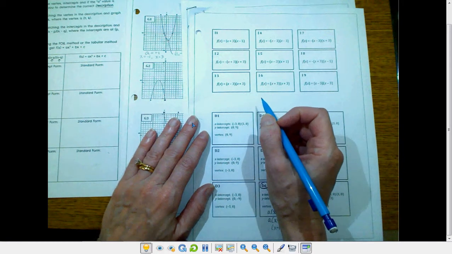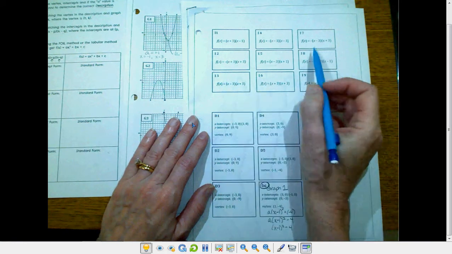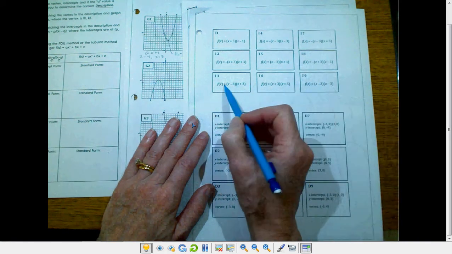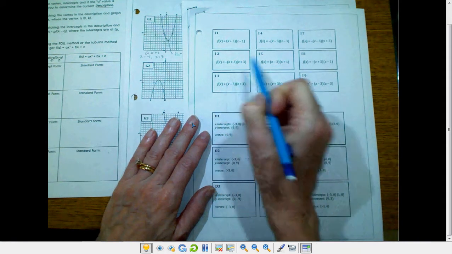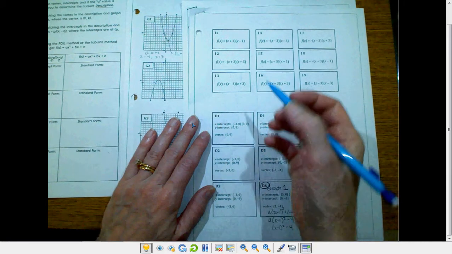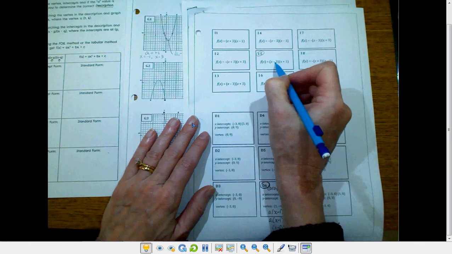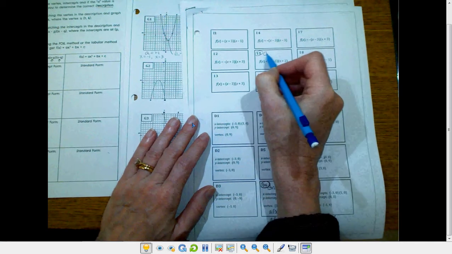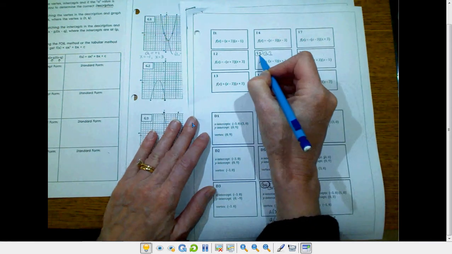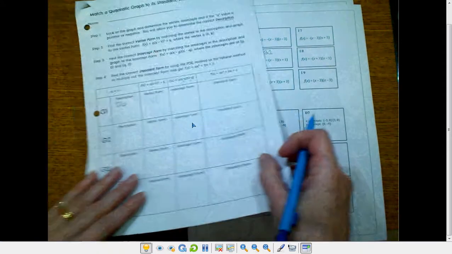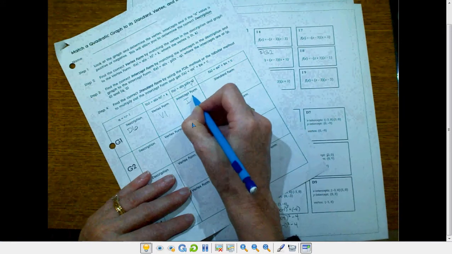And if I'm looking at all these, I can't have a negative out front, because those are parabolas that open downward because their a value is negative. And if I'm looking, it's right there. When x is 3, that's 0. When x is negative 1, that's 0. So it's intercept form 5. So I put an I5 there.